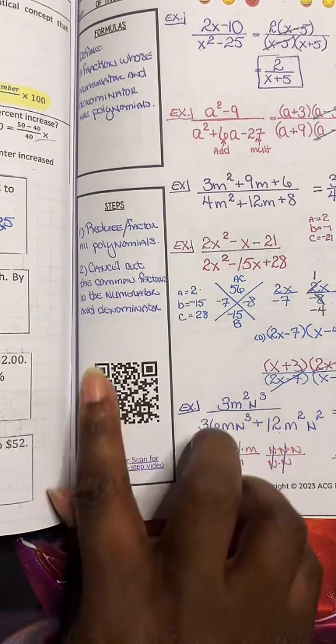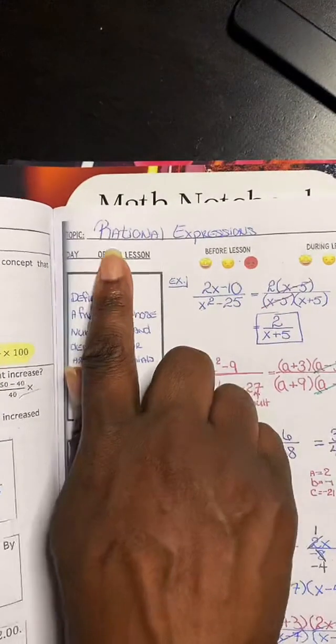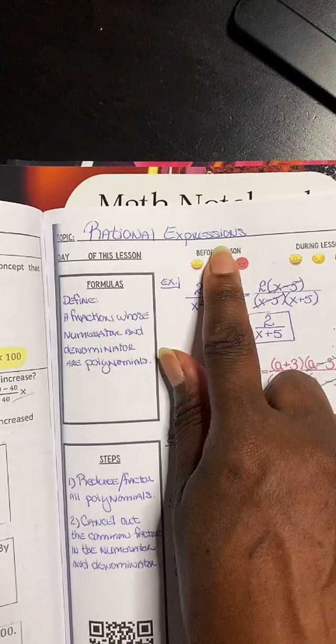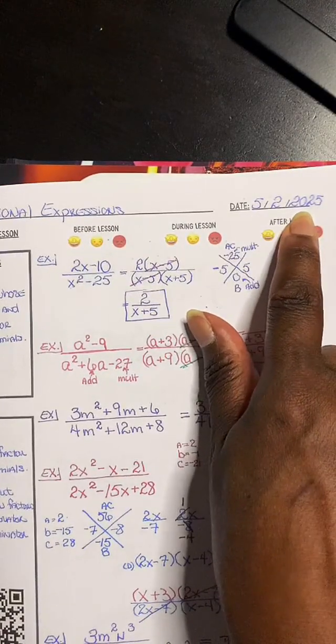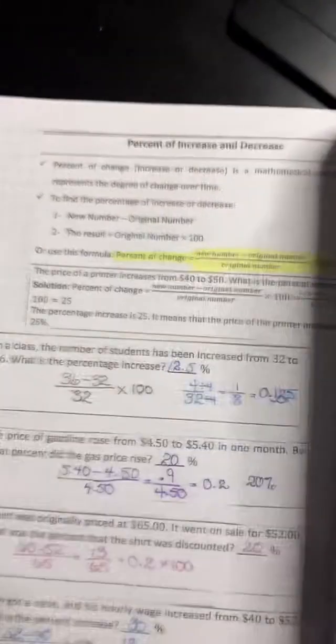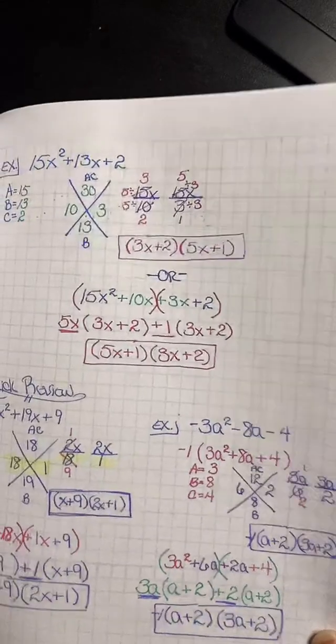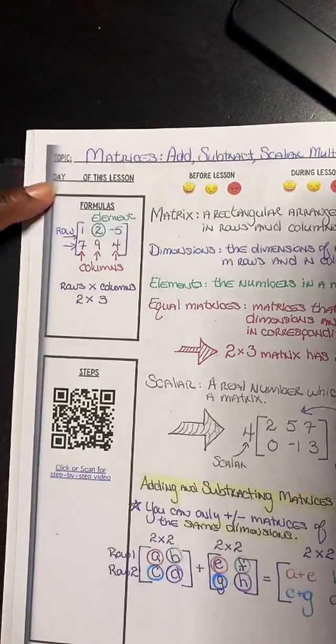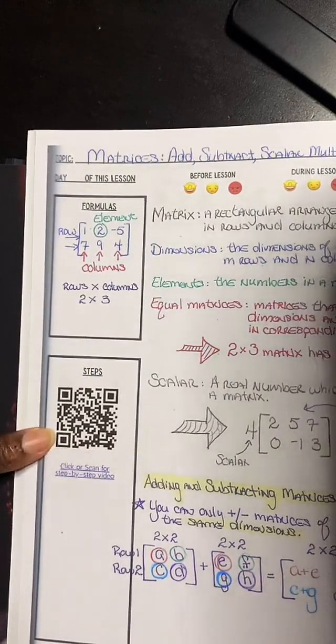If you scan this QR code, it will take you directly to the live that's associated with this page. So for this one, it was rational expressions. This happened May 2nd in 2025. And I will walk you through step by step how I actually did these problems on this side as well as this side. Okay, so it just kind of takes you through. It's almost like having a tutor all to yourself. All you have to do is basically go here, take a look at the formulas, scan, and then it just walks you through step by step.